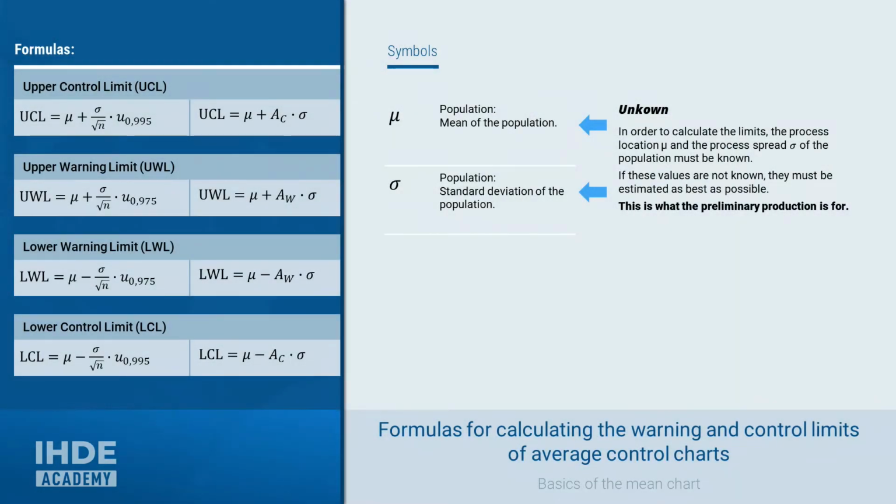To calculate the limits, the process location mu and the spread sigma of the population must be known. Since these are usually not known, they must be estimated as best as possible using a random sample. This random sample can be taken from an ongoing series production or from a pre-series carried out specifically for this purpose.